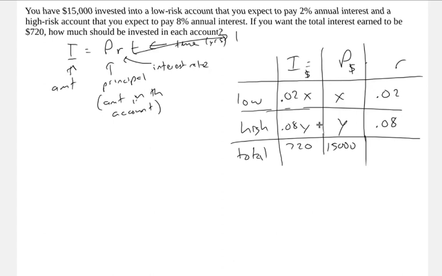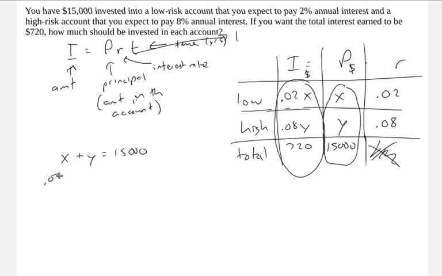So you can see I filled in the rest of the chart. Again, this value down here doesn't really make sense. This is kind of your average interest rate, so I'm going to leave that one blank. But I have two equations that need to be true here. The amount of principal needs to sum up, or the amount of money in the two accounts needs to be $15,000 total, and the amount of interest earned, 0.02x plus 0.08y, needs to be $720.